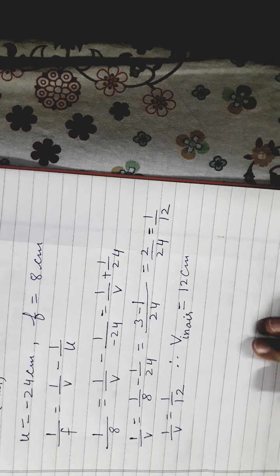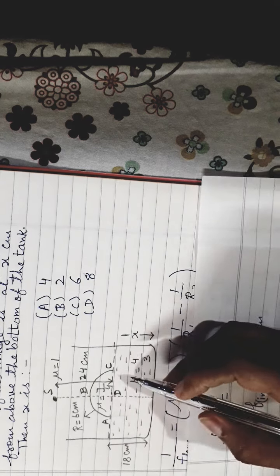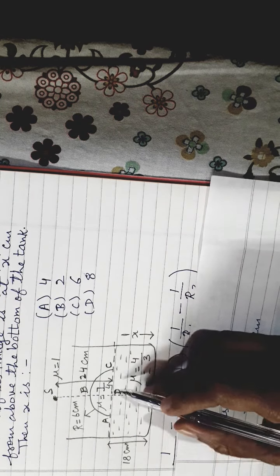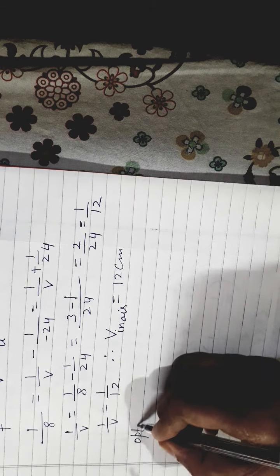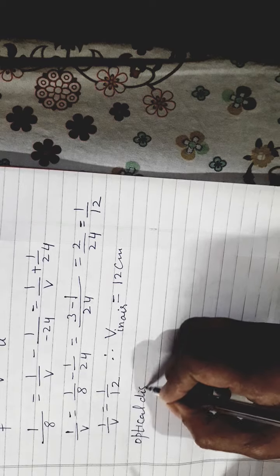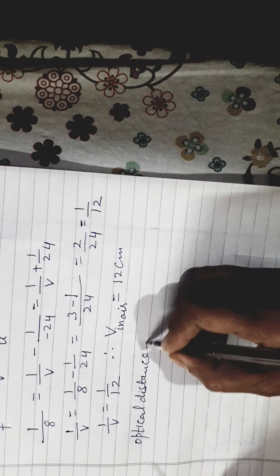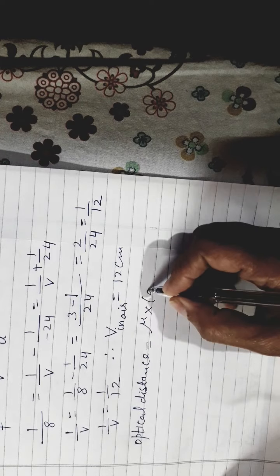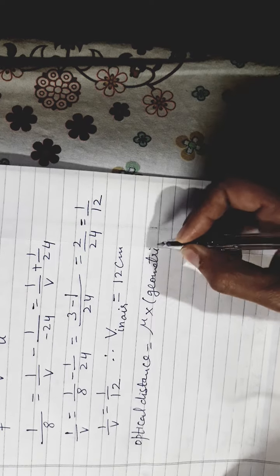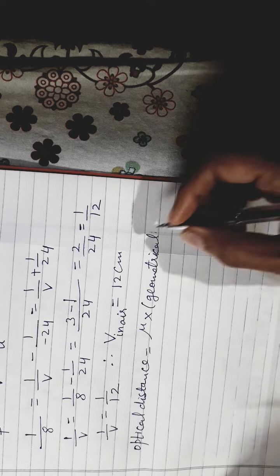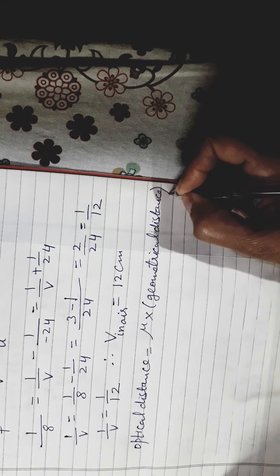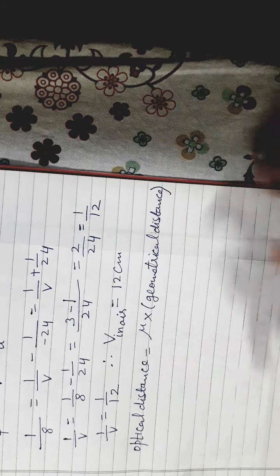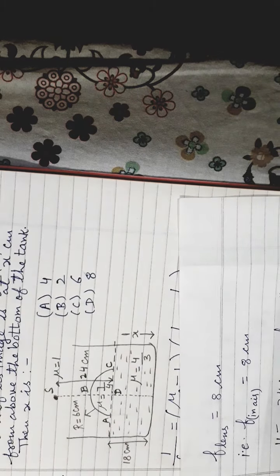अभी आपको मिला है in air, but what you have to find out, the image distance has to be calculated in water. So उसके लिए हम क्या करेंगे? There is a relationship that optical distance is given as mu into geometrical distance. This is a very common relationship. Means optical distance means the distance in the medium. यहाँ पर आपका medium क्या है? Water. Which distance we are talking about?